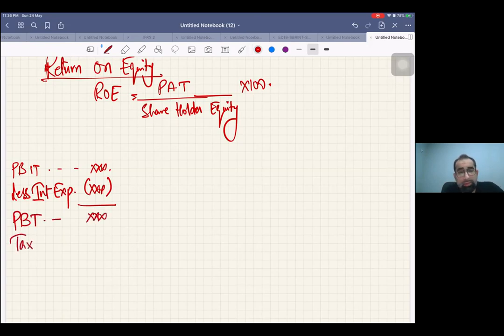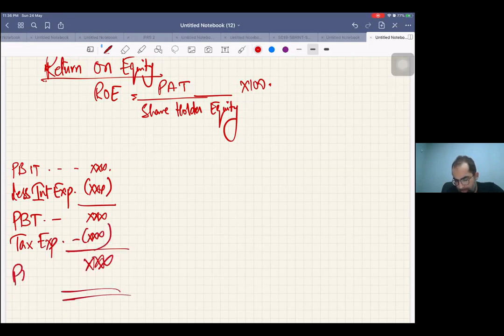Now this PBT also does not belong to ordinary shareholders completely, because there is one thing, government. We have to pay tax to government. Tax department is there. Now we'll deduct tax expense. So this is the final profit, or we call this profit after tax. We also call this PAT as profits attributable to ordinary shareholders.